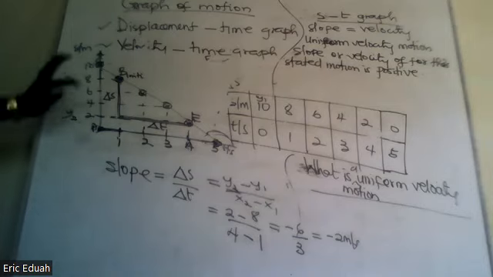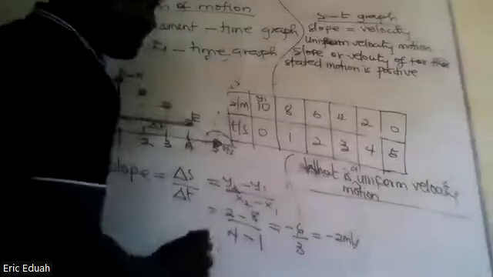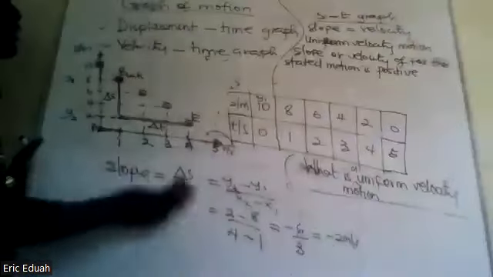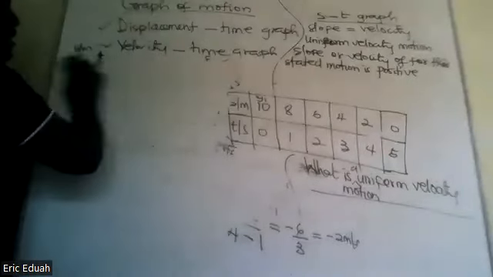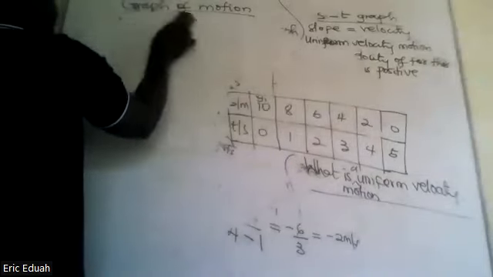Okay. So this is how we can have a negative velocity when the body's distance or displacement decreases within equal intervals of time. Is that okay? Then we have a non-uniform velocity motion. And let's also look at what goes into a non-uniform velocity motion.